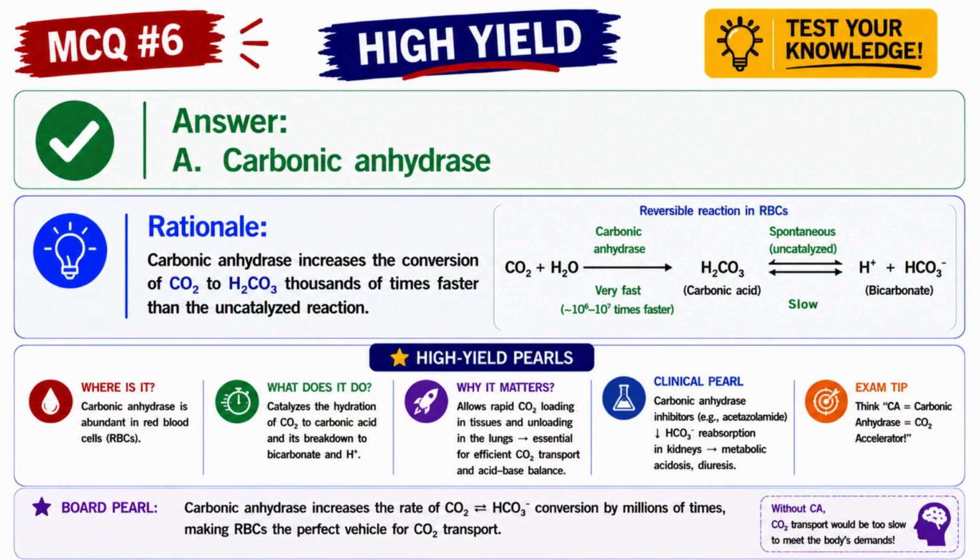Clinically, carbonic anhydrase inhibitors like acetazolamide block this enzyme. Reduced bicarbonate formation, metabolic acidosis, diuresis used in altitude sickness, glaucoma, and certain types of edema. Carbonic anhydrase, the enzyme that makes CO₂ transport physiologically possible at the speed of life.